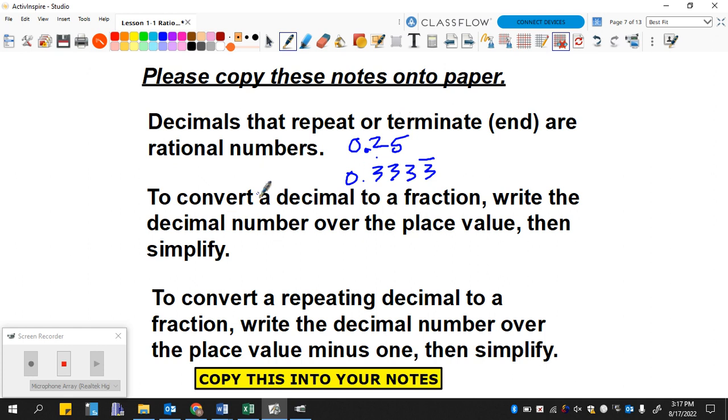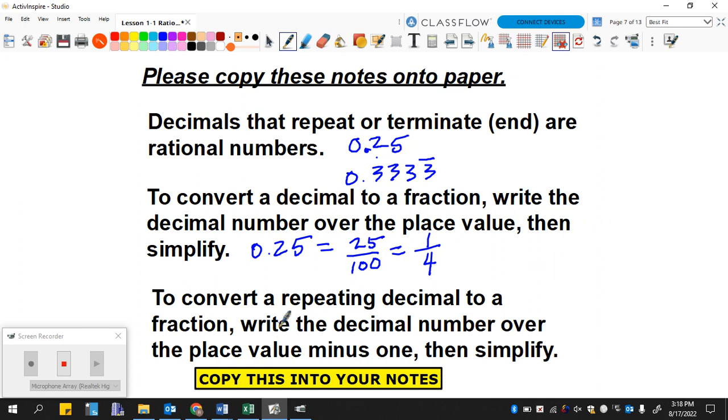If we convert a decimal to a fraction, you write the decimal number over the place value, then simplify. If we look at the one up on top, 0.25, well, if we look at that, this is tenths. The first number is tenths, second number is hundredths, so that would be 25 over 100. And if we reduce that down, that reduces to 1/4.